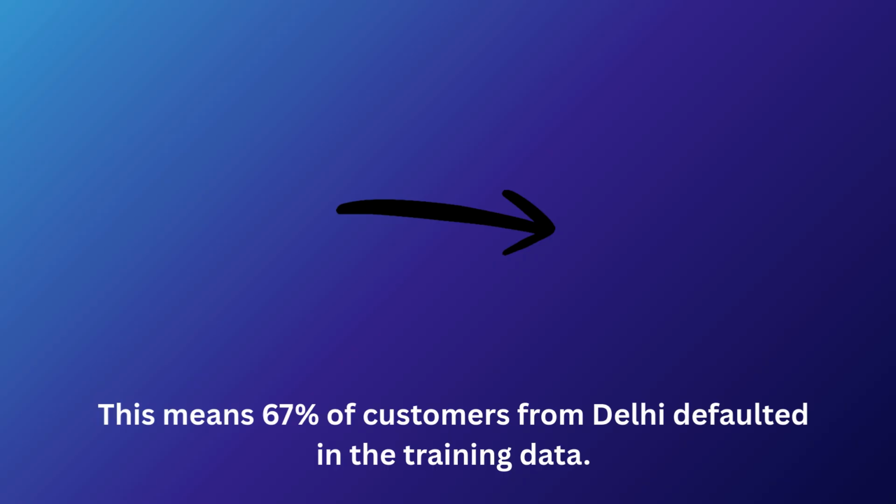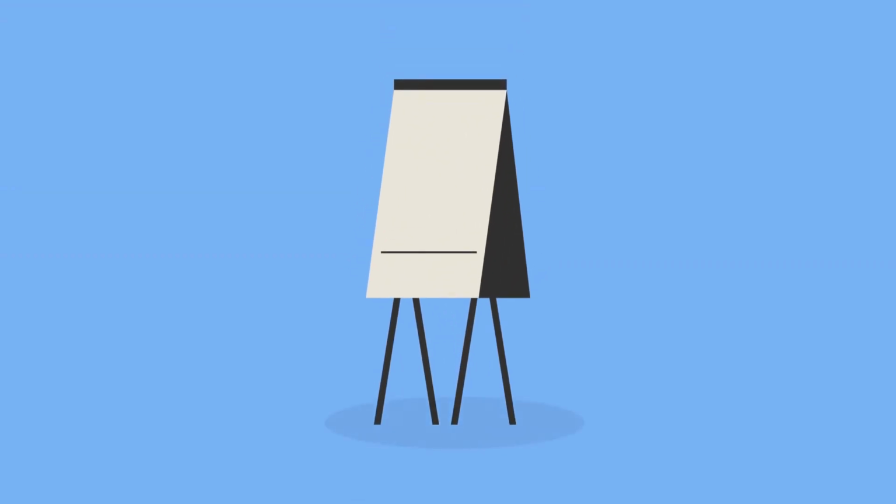Now we replace each city with its corresponding mean value. Delhi becomes 0.67, Mumbai becomes 0, Chennai becomes 1. This means 67% of customers from Delhi defaulted in the training data. So we have converted categorical identity into statistical probability.